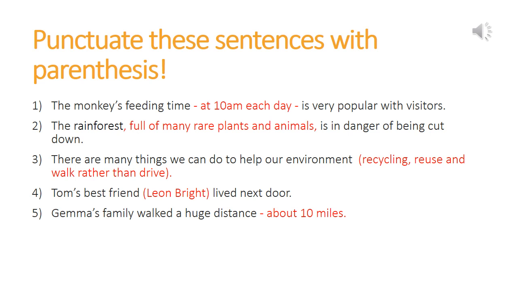Question number 4, the parenthesis is "Leon Bright" because that's adding extra information to Tom's best friend. Okay, I've used brackets. Again, you could probably use dashes or commas here because it's embedded. And question number 5, the parenthesis is "about 10 miles." It's adding extra information to how far Gemma's family have walked. Because the parenthesis is at the end of the sentence, I can't use a pair of dashes or a pair of commas, so I've used one dash. You could, like sentence number 3, use a pair of commas as well. How did you all get on with that?